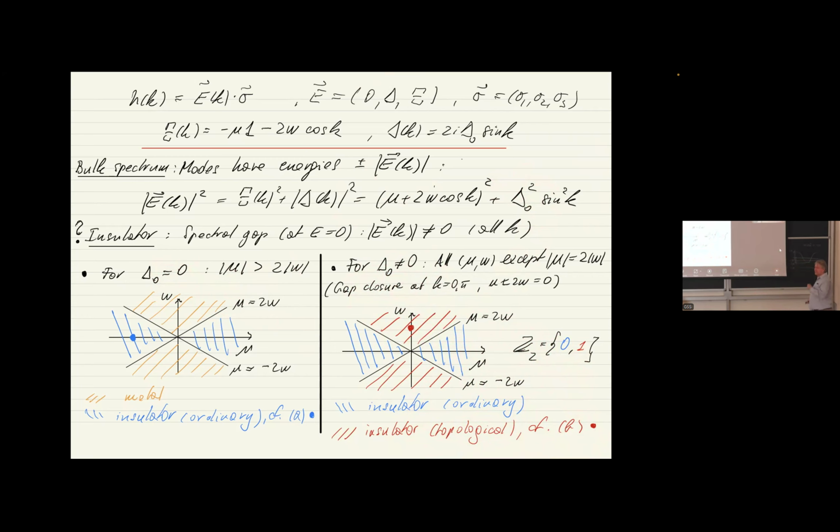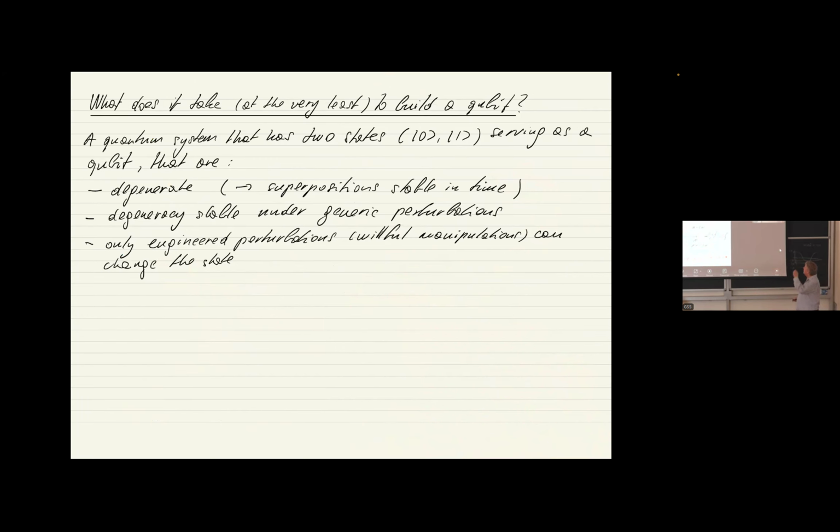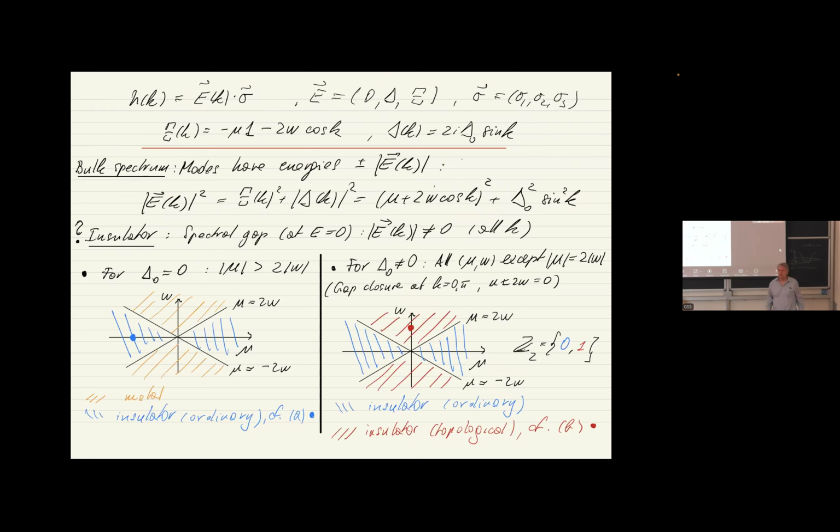So that is the phase diagram of this entire chain. Yes, please. What happens when we are around this transition between the ordinary insulator and the topological insulator on the line of... Then the gap closes. So there is a phase there, or we cannot see.